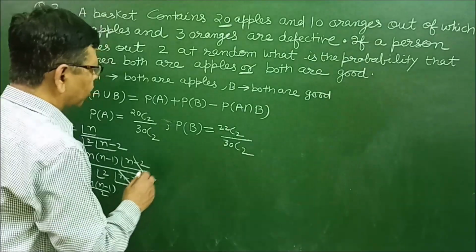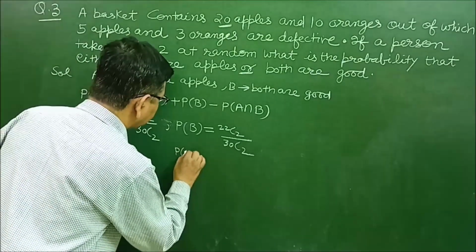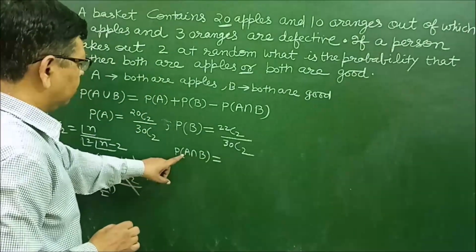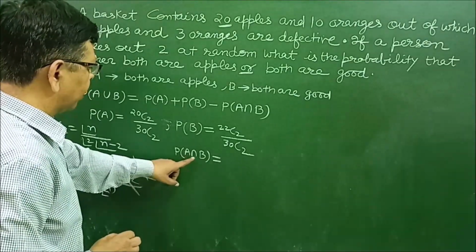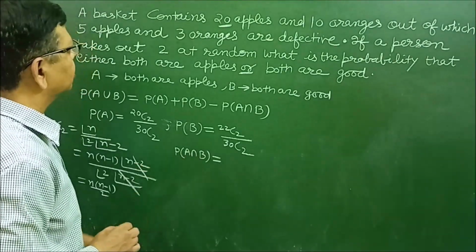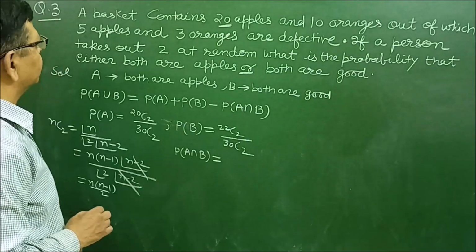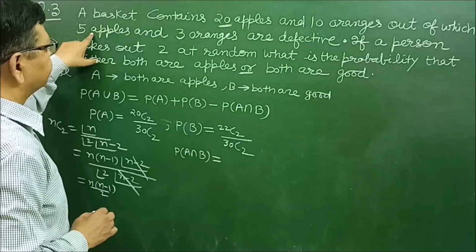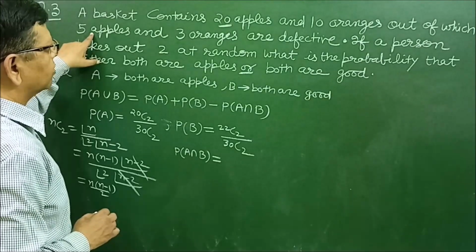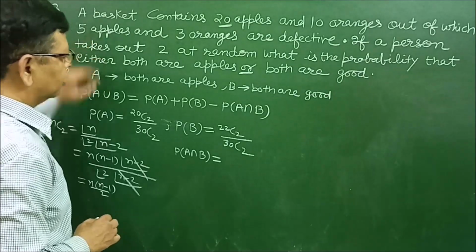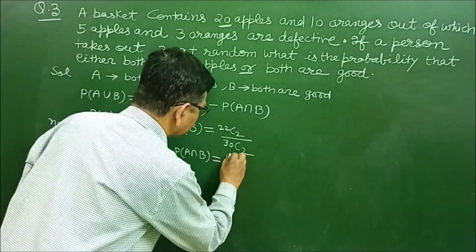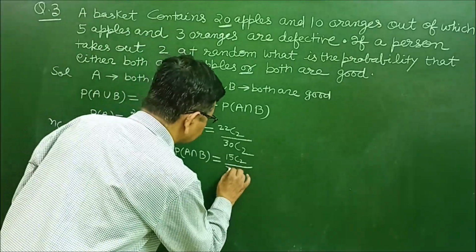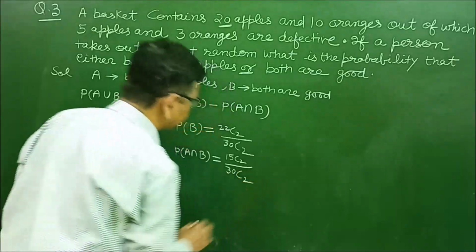Now probability of A intersection B. Probability of A intersection B means both fruits are apples and good, means good apples. So there are 20 apples, out of which 5 apples are defective. It means 15 apples are good. So out of 15 apples we need to select any 2, upon total number of events, that is out of 30 we need to select any 2.